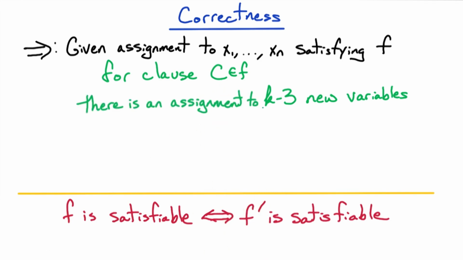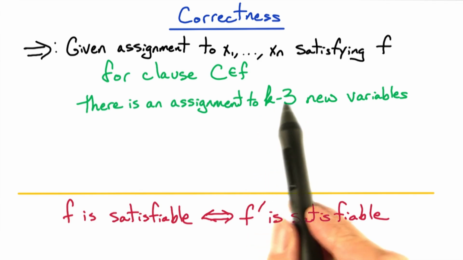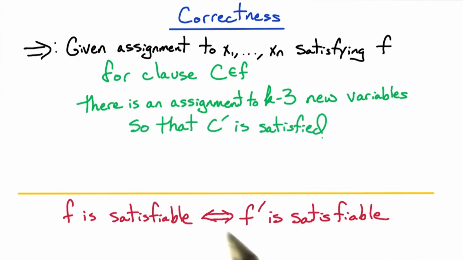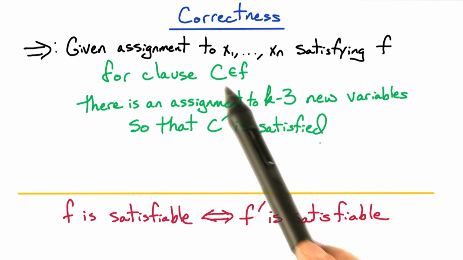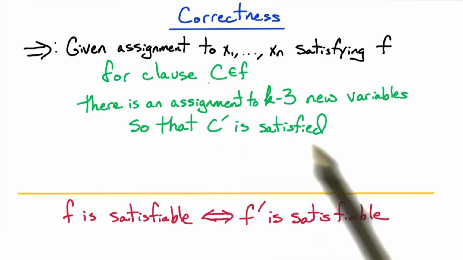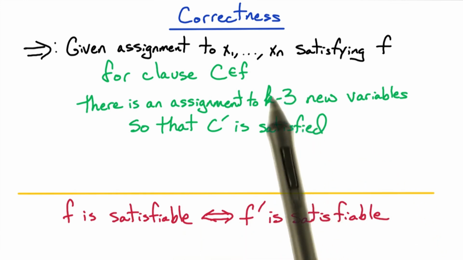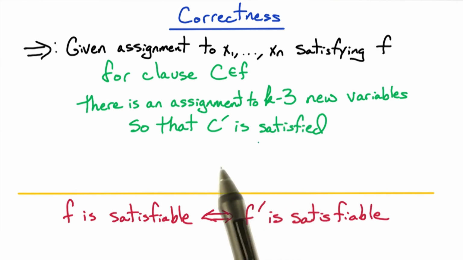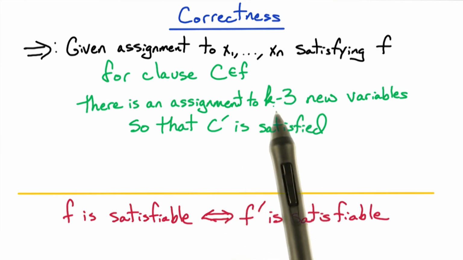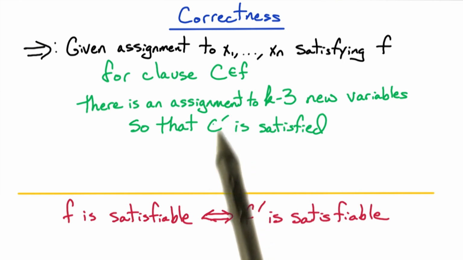And what we saw before is that there is an assignment to these k-3 new variables so that this new formula C prime is satisfied. In particular, we took the first literal satisfied in C, call it a_i, and then we set the first i-2 new variables to true, and the remaining new variables to false, and we showed that that satisfied C prime.